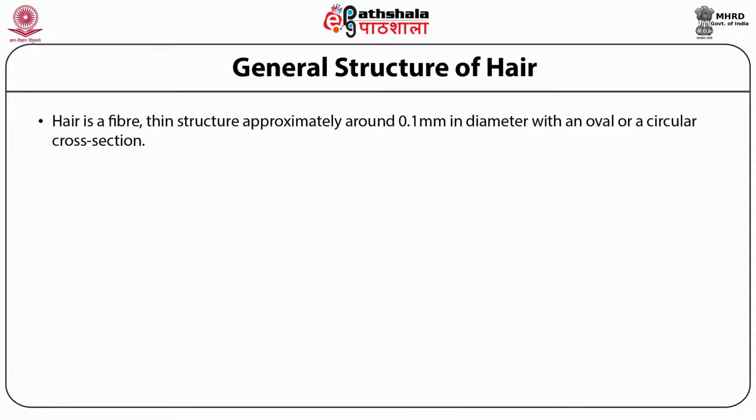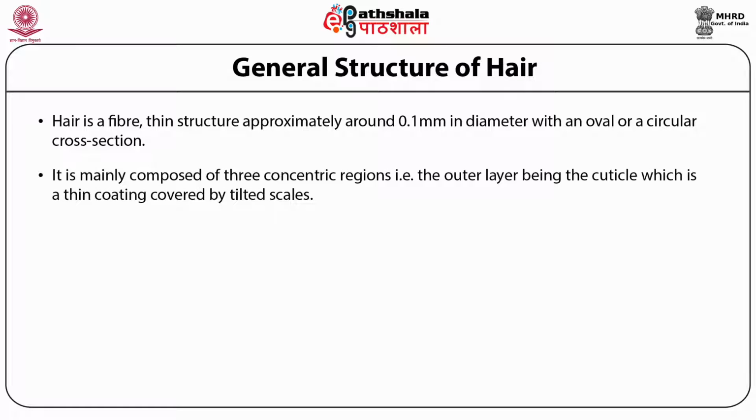Hair is a fiber, a thin structure approximately 0.1 millimeter in diameter. It has an oval or a circular cross section. Hair is mainly composed of three concentric regions, the outer layer being the cuticle, which is a thin coating covered by tile-like scales.